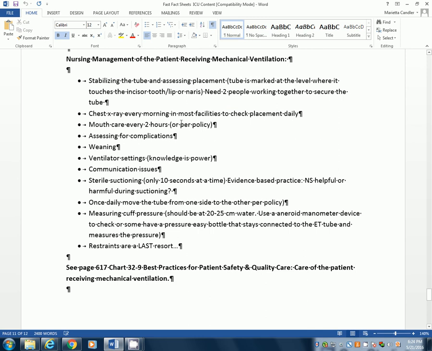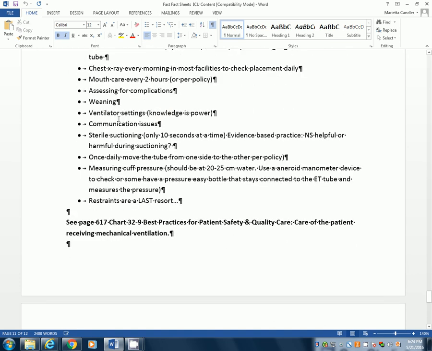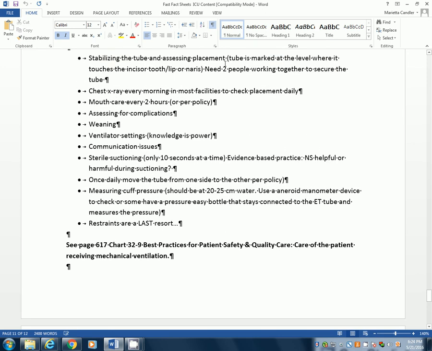Chest x-ray every morning in most facilities to maintain placement, so that would be something you'd want to make sure, if that's your policy, that you are doing and making sure that's in place every day. You always want to see where it was marked and make sure that tubing is still where it should be at about the incisor tooth or the lip or nare.